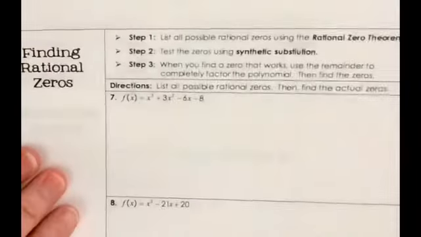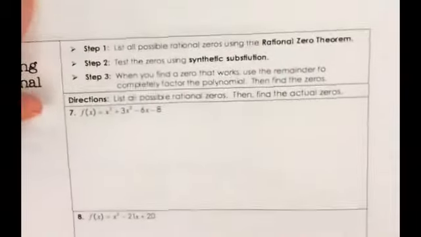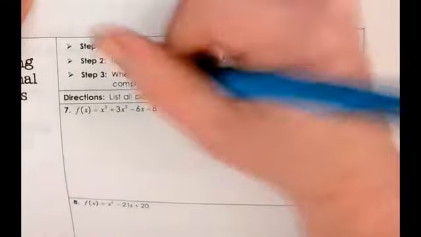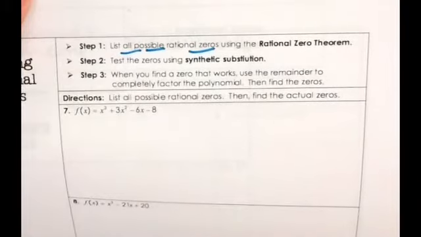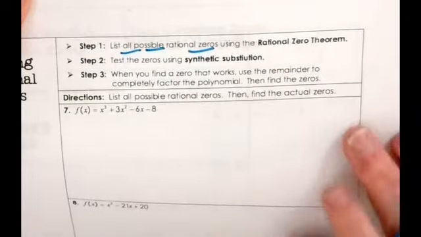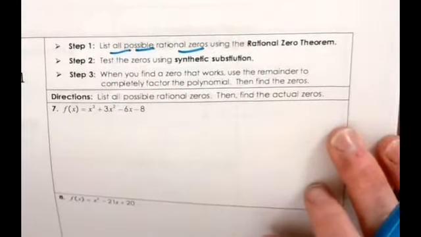Alright, so let's go to the next page. Actually finding the rational zeros. Okay, so once we have listed all possible zeros, we have to test the zeros using synthetic substitution. Well, what does that mean? How would I know it's a zero?